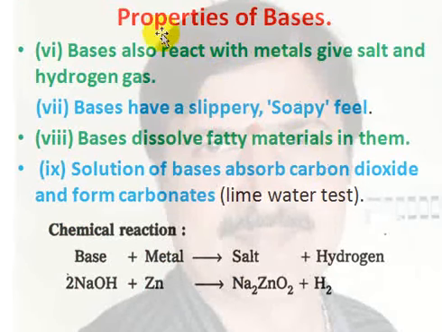Next, let us continue. Let us study some more properties of bases. Bases also react with metals to give salt and hydrogen. When you add strong bases to metals like zinc, they can produce hydrogen gas if heated. So this is another property, but not all metals react with all bases.